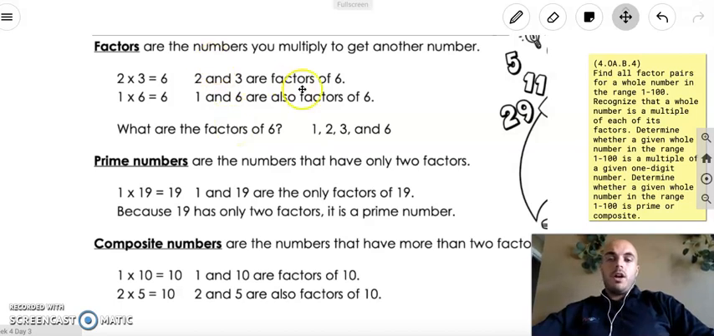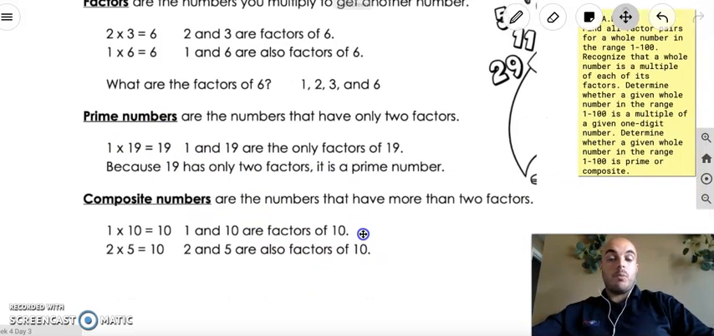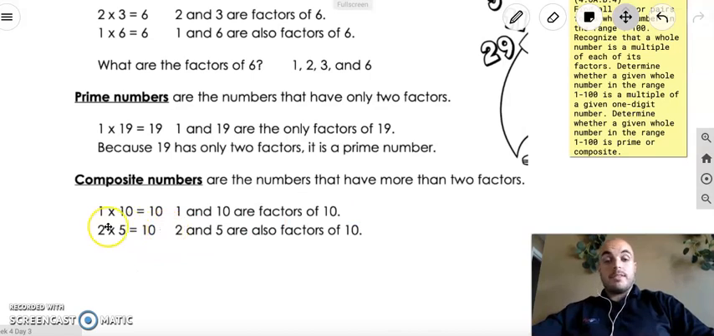Remember that factors are the numbers you multiply to get another number. So for instance, for 6, my factors are 2 times 3 and 1 times 6. So all the factors of 6 are 1, 2, 3, and 6. Prime numbers are the numbers that only have 2 factors, and they're only 1 and itself. So for instance, 19, we can only multiply the numbers 1 and 19 to get 19, so it's prime. Composite numbers are any numbers that have more than 2 factors. So 10, for instance, I can multiply 1 and 10, as well as 2 and 5 to get those numbers. So 1, 2, 5, and 10 are all factors of 10.